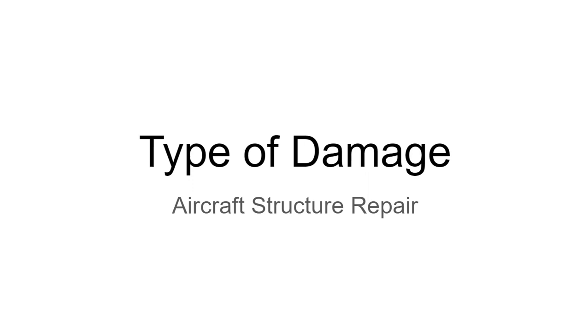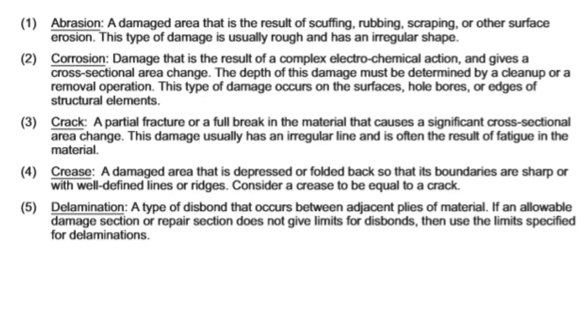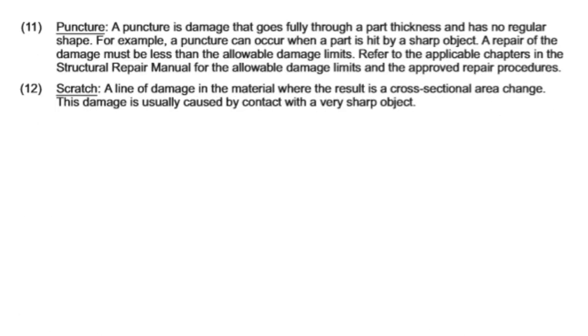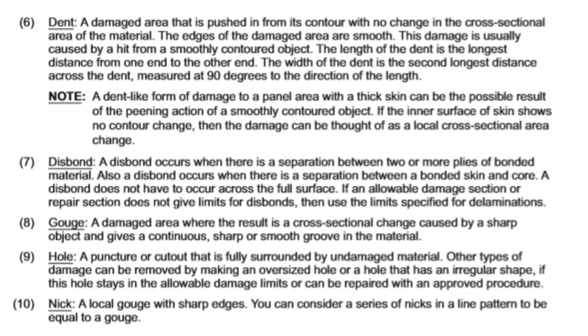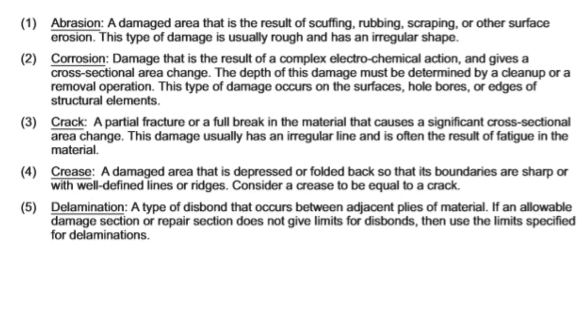This lecture 2 will be talking about types of damage on the aircraft structure. So there are several types of damage on aircraft structure, about 12 types of damage. Let's look at them one by one briefly. First is abrasion. Abrasion is damage due to rubbing between metal parts.